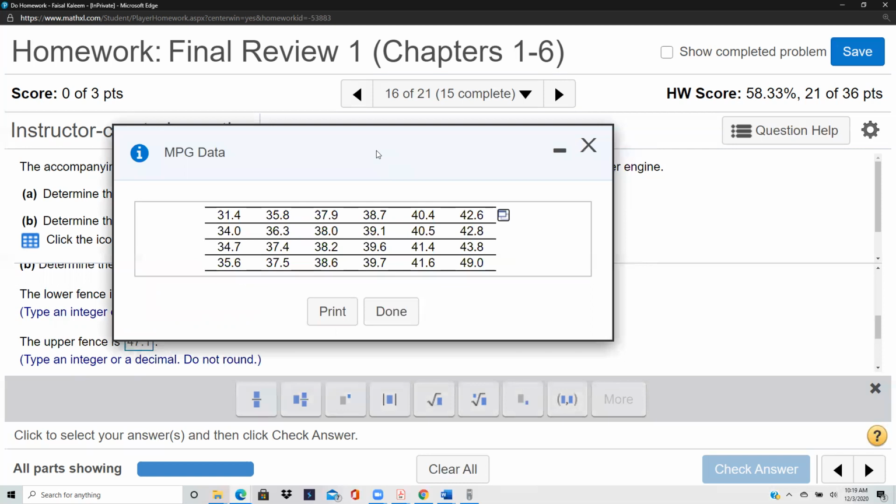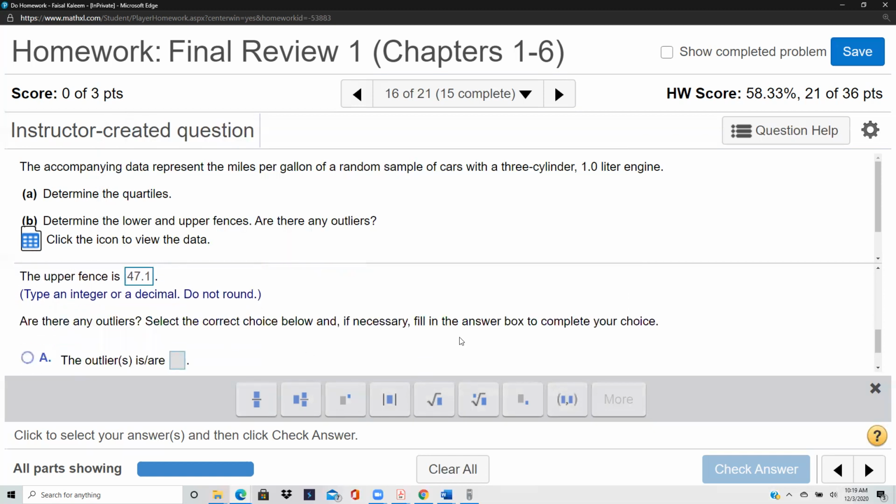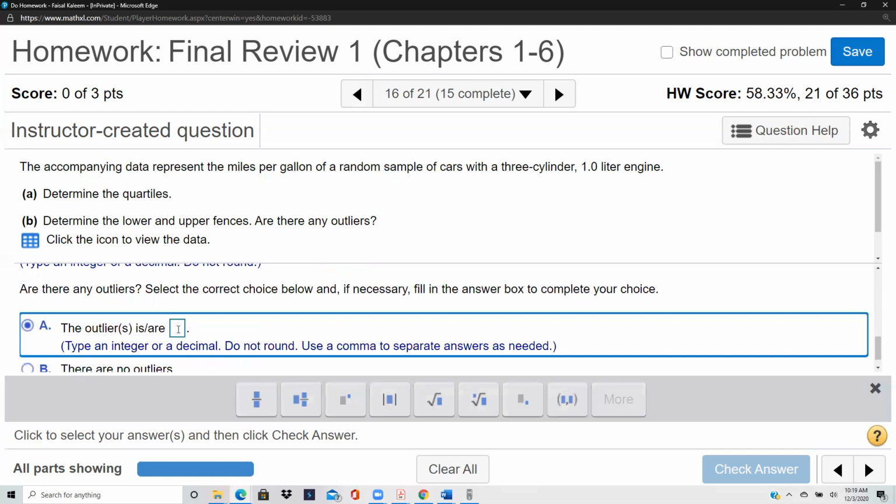Okay. There's 49.0 for sure. Okay. Let's see. Lower than 30.7. Looks like that's the only one. Okay. 49. Yes.